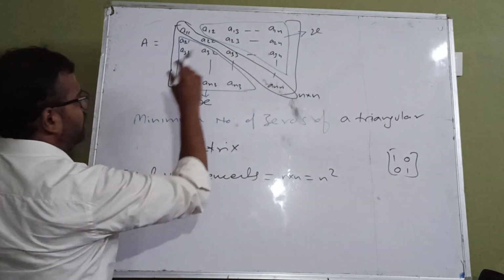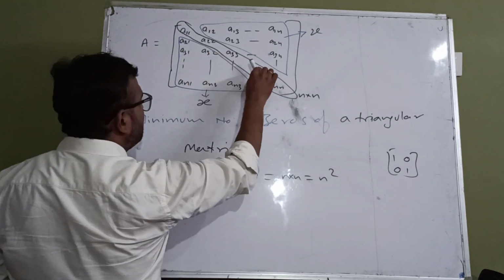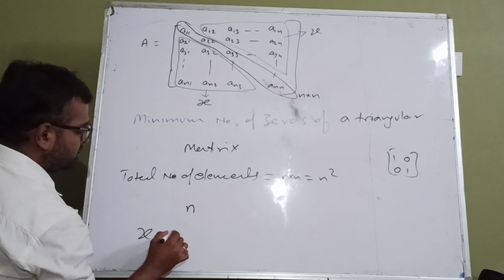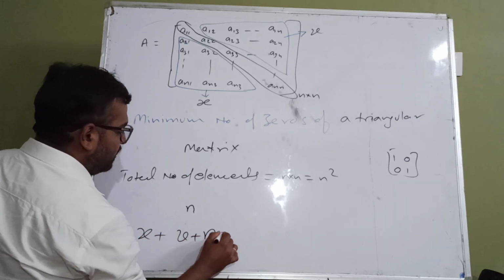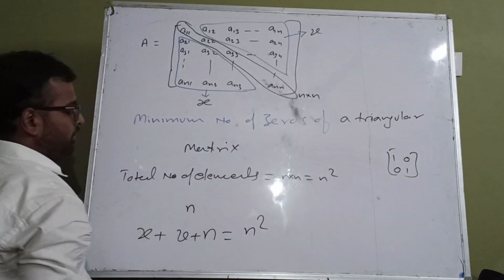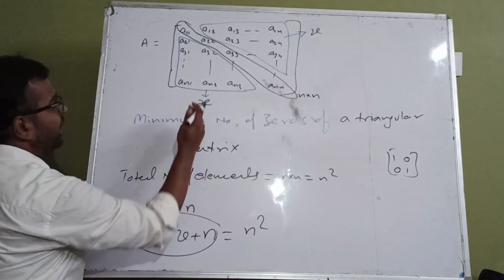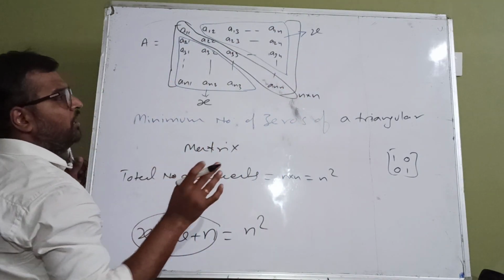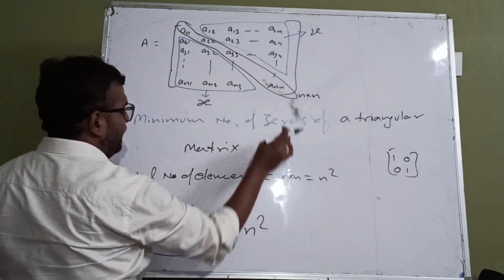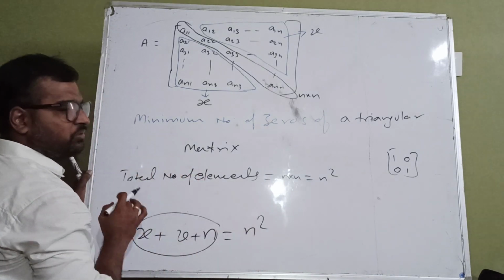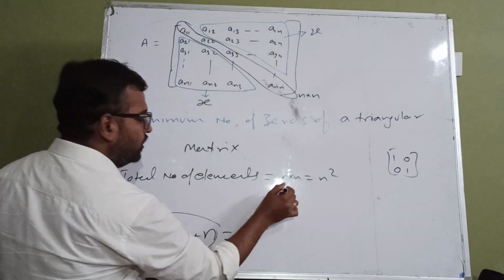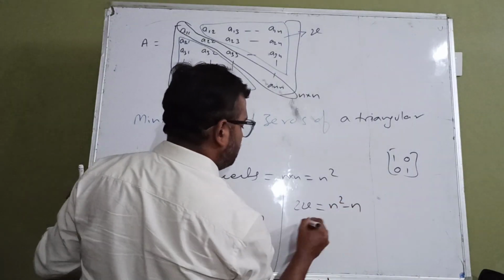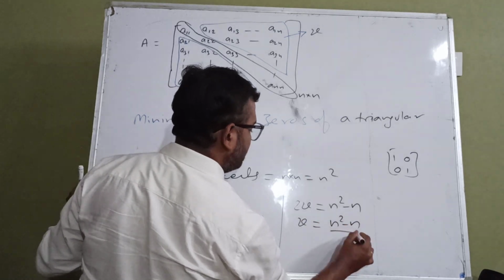Now, this is the diagonal and these are all the other elements, so if we add x plus x plus n, that is equal to n square. It means if you add all these 3 parts, then definitely these are all the elements of a square matrix having order n by n, so the total elements will be equal to n square. This equation will hold here. Now x plus x is 2x, and n square minus n. So x equals n square minus n by 2.